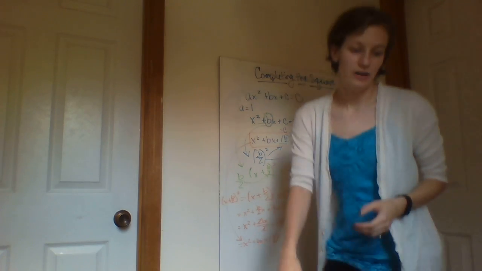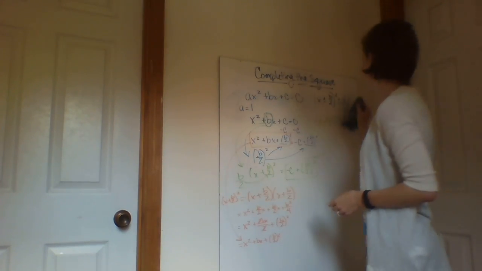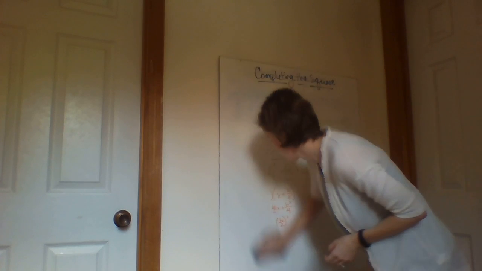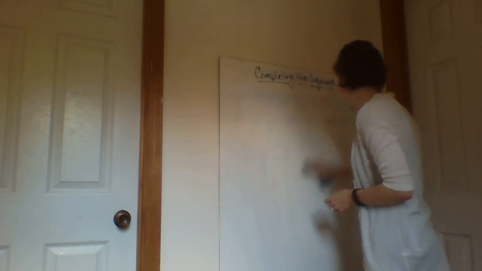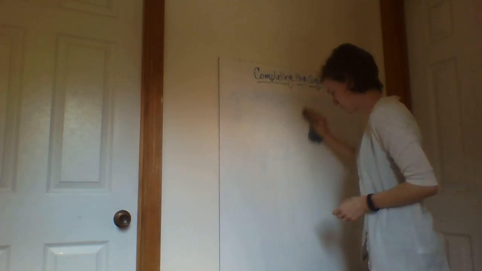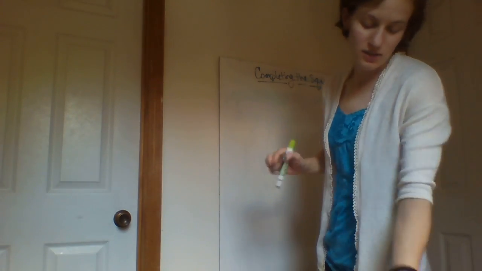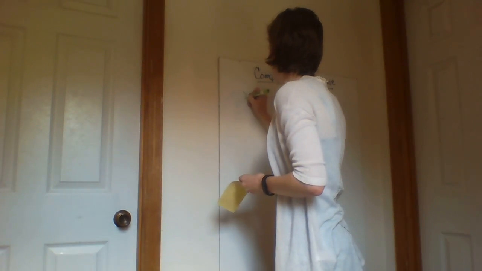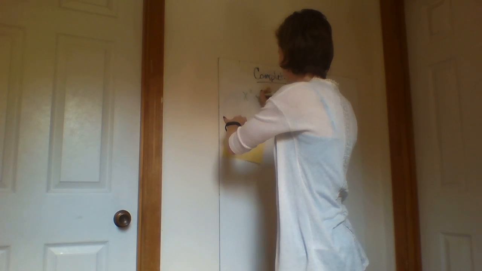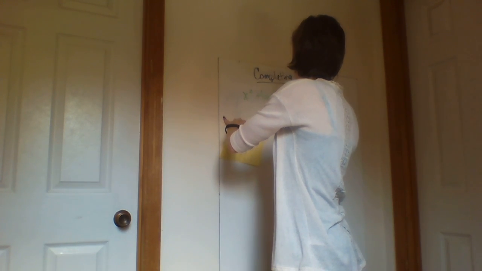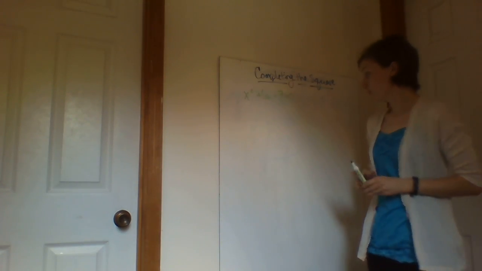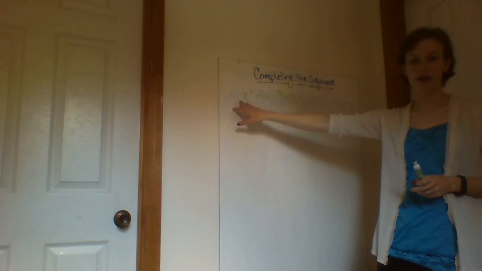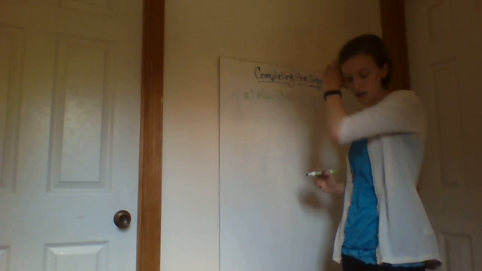So now I'm going to give you an actual example. I'm going to erase all this. I hope everyone got that in their notes. Okay, so our example I'm going to do is x squared plus 6x minus 7, all of that equaling 0. So first thing we want to do, check to make sure our a value is 1, which it is.